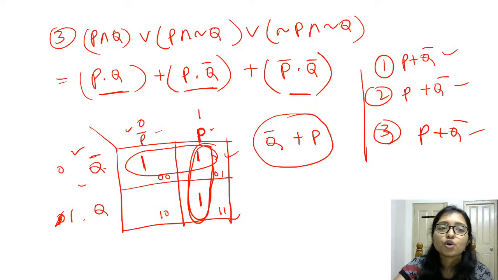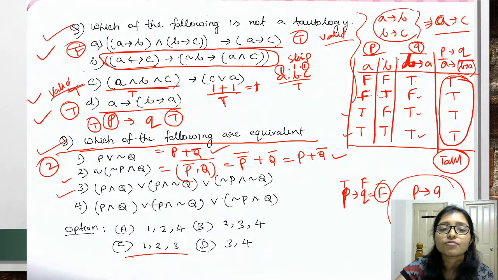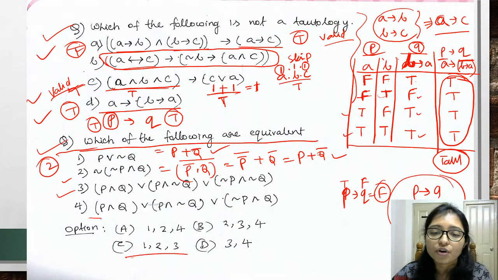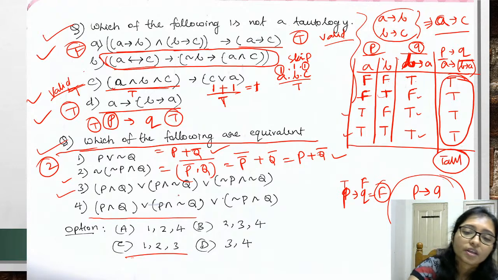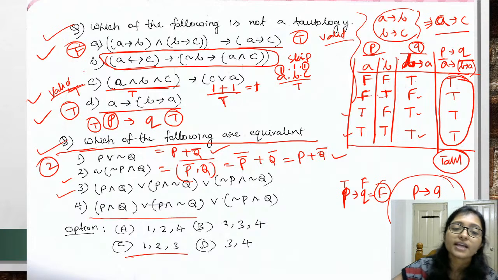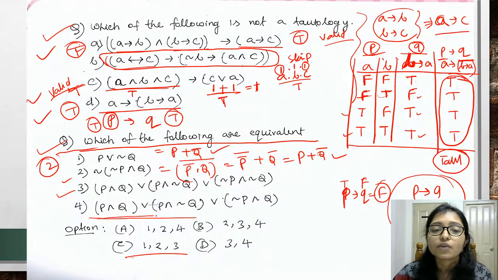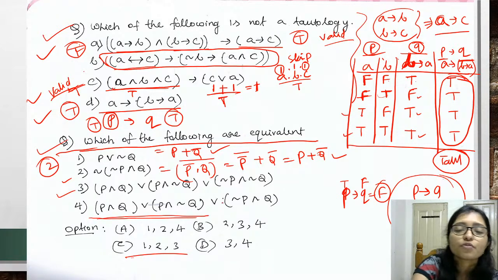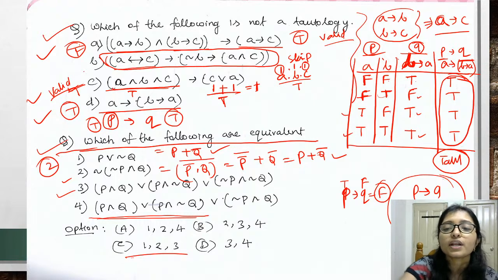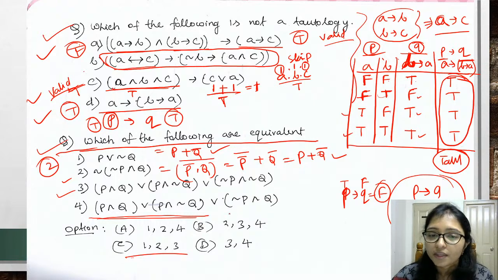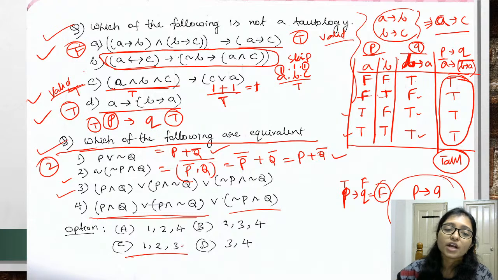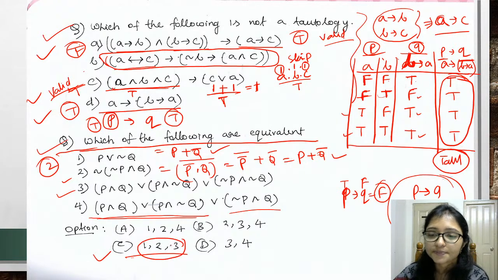No need to solve option 4. If you want, you can solve option 4 also in the digital logic way. Option 4 will give you a different result. Okay. So 1, 2, 3 is the correct option. Option C is the correct answer.